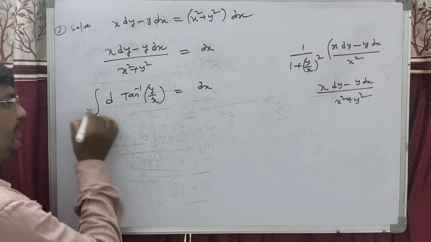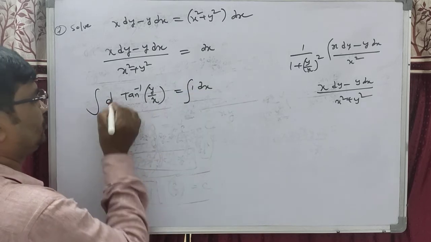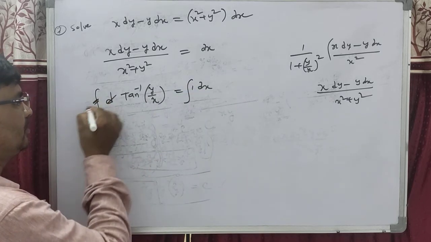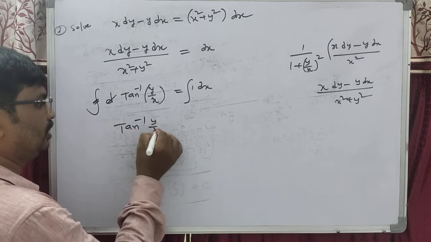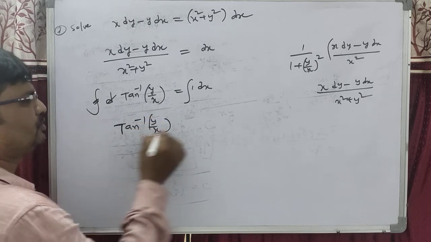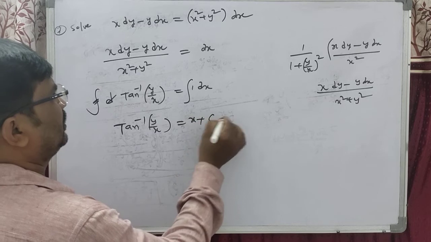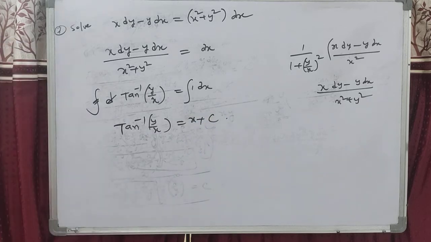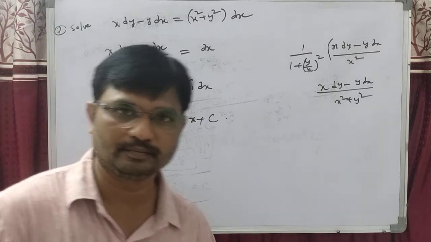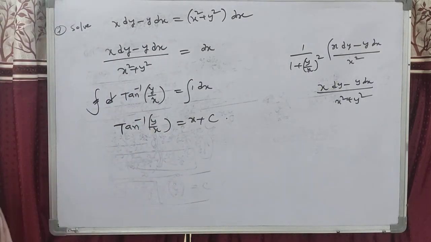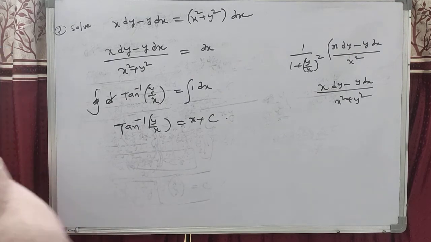After that you can take the integral. The derivative and integral cancel. Now this is tan inverse of y by x. It is the very simplest one, students. So tan inverse of y by x equals x plus c. My dear students, this is the answer. Let us now write this one: tan inverse of y by x equals x plus c.